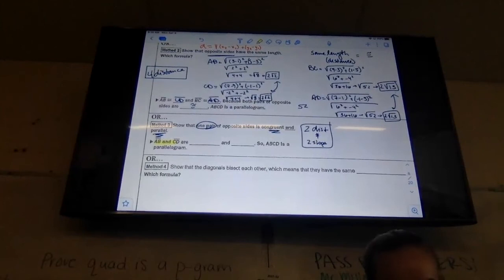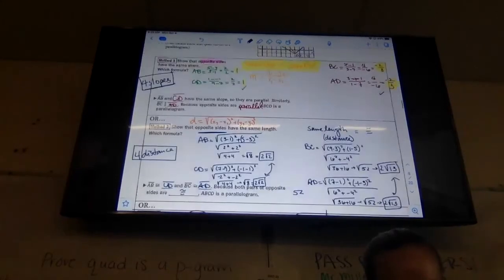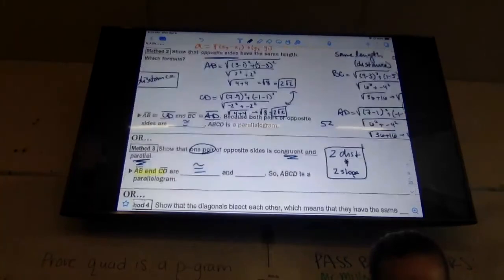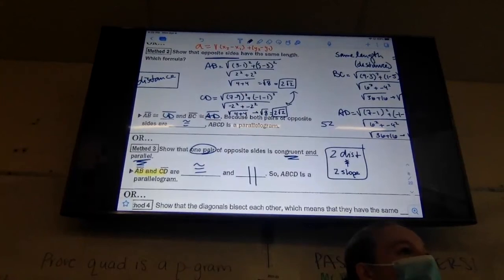Are the distances for AB and CD the same? Did we just find the distances for AB and CD to be the same? What about like last week or 2 weeks ago? Did we find that AB and CD were parallel? Yeah, they had the same slope. So since they are congruent and they are parallel, then it's a parallelogram. We lucked out doing no work because we already did the work.